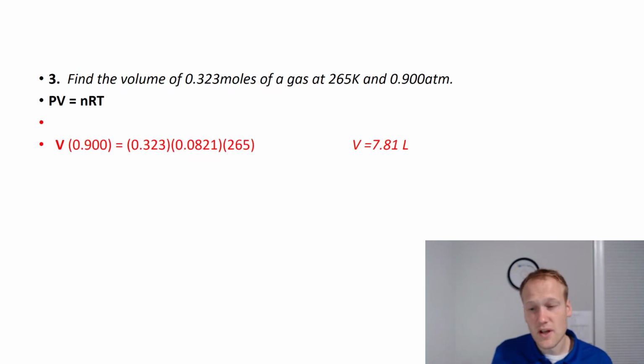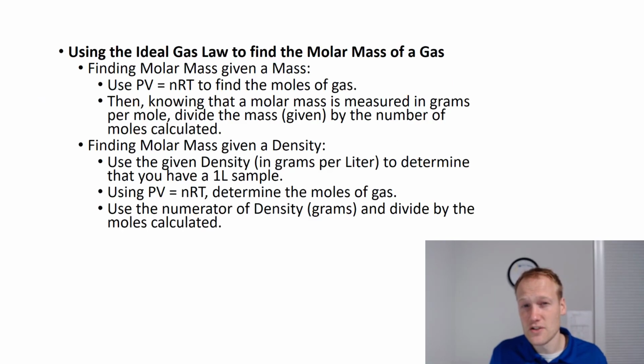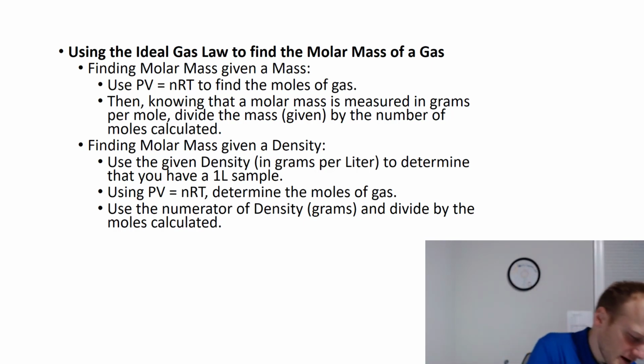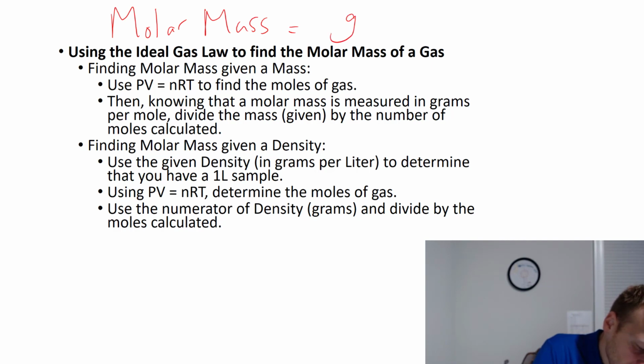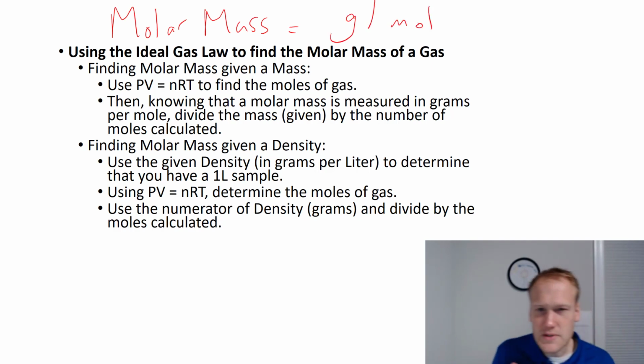Here's another problem solving for volume. Very similar to what we've done already. Just put the variables in the right location, solve for V. Another thing we can do with the ideal gas law is use it to find the molar mass of a gas. The most important thing to remember here is that the units on molar mass are grams per mole. So typically in these problems, you'll be given grams.